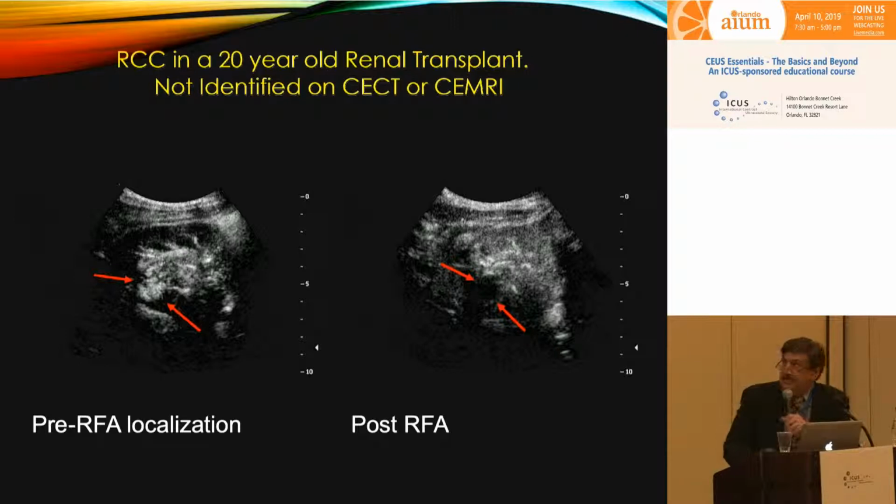This was done on an ATL machine, so you realize this actually was done in the late 1990s. It was one of the first cases we did. It's a renal transplant patient that had a rising creatinine. He had a transplant renal artery stenosis. My partner did an angioplasty on that, but he noticed a blush when he was doing the angiogram.